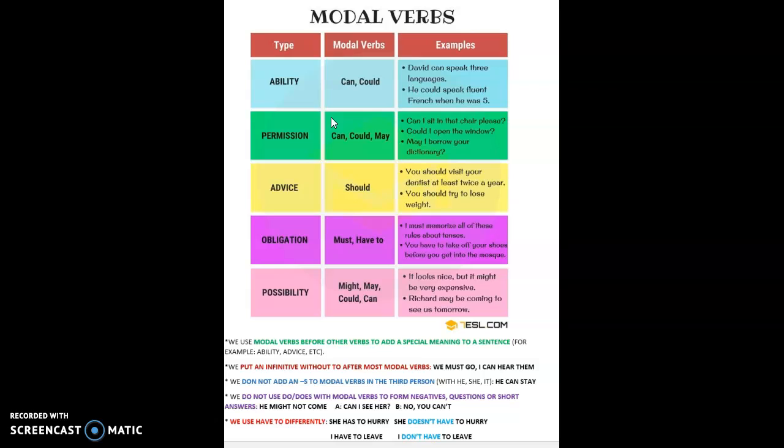Okay. Should. When we use should or shouldn't, we use should to ask for and give advice or make recommendations. You should visit your dentist at least twice a year. You should try to lose weight, in the case of someone who has to lose kilos because his or her blood pressure is high, for example.